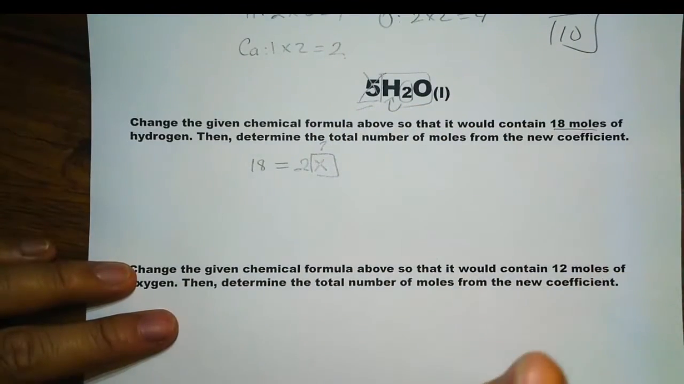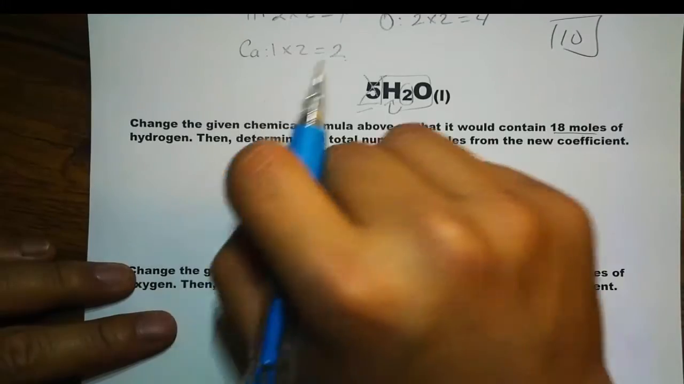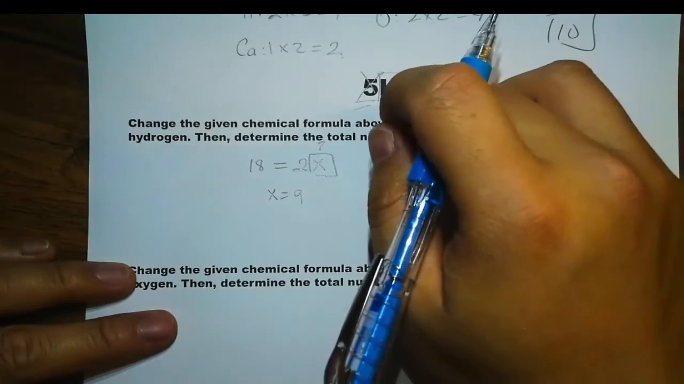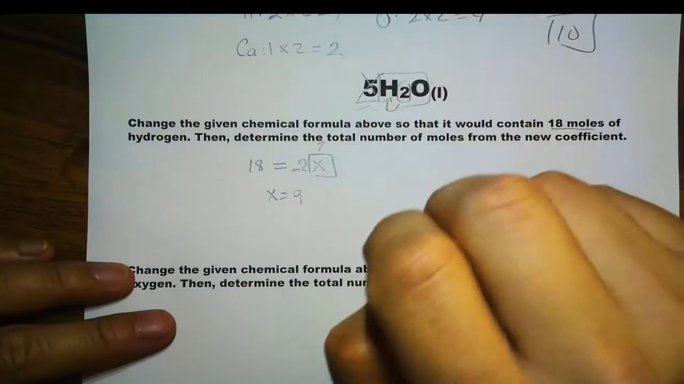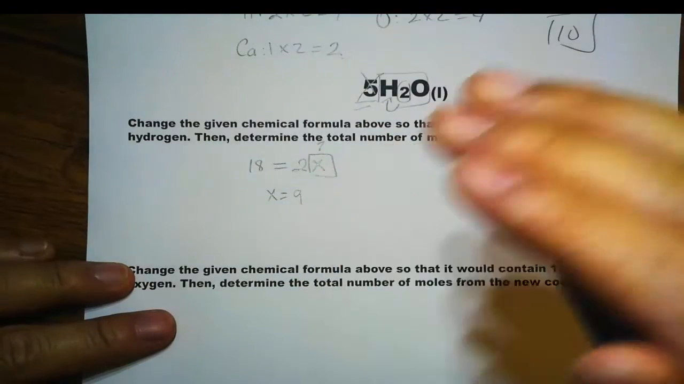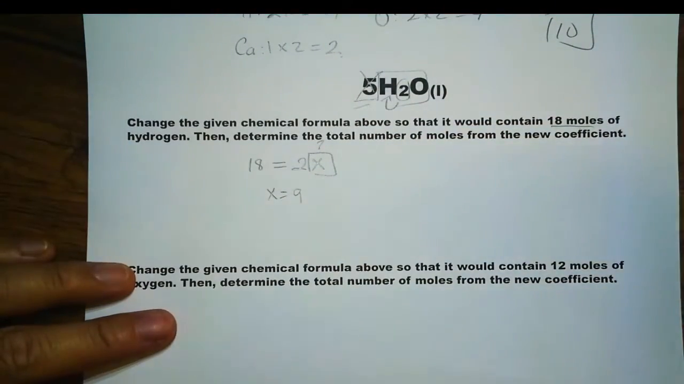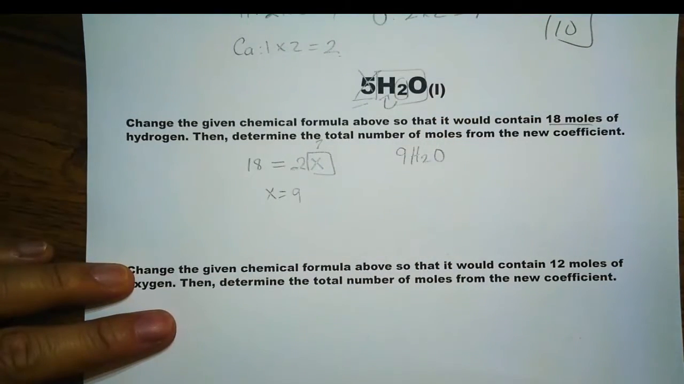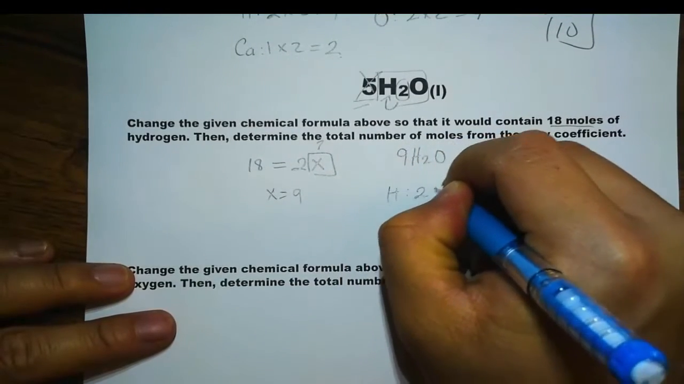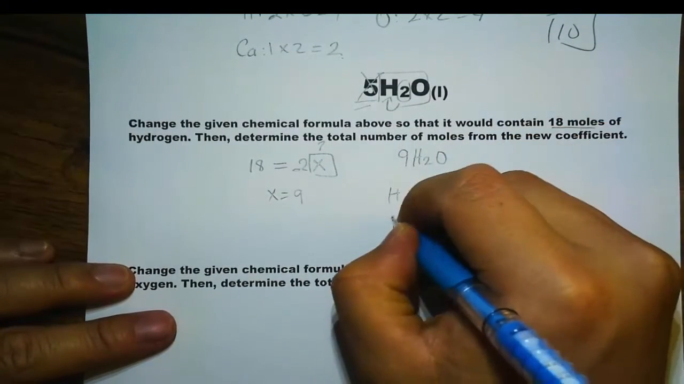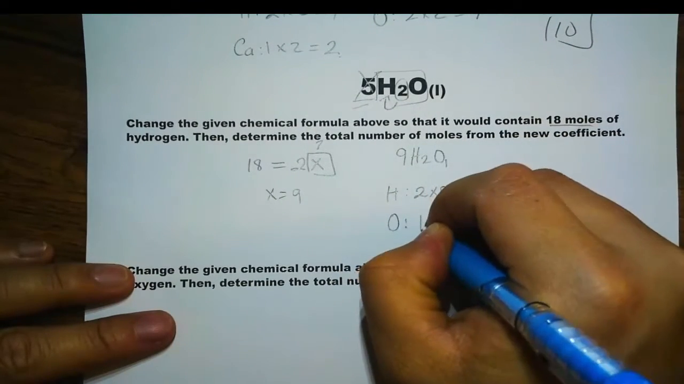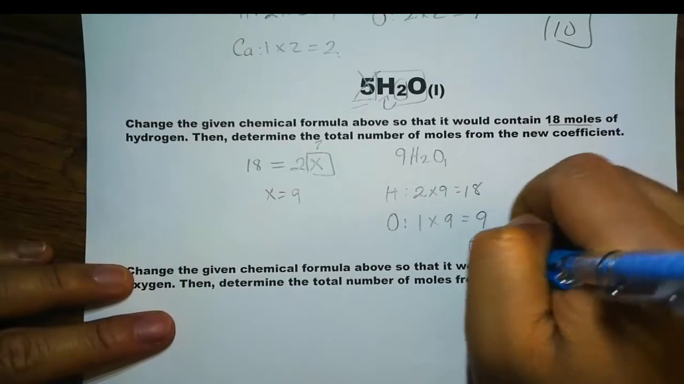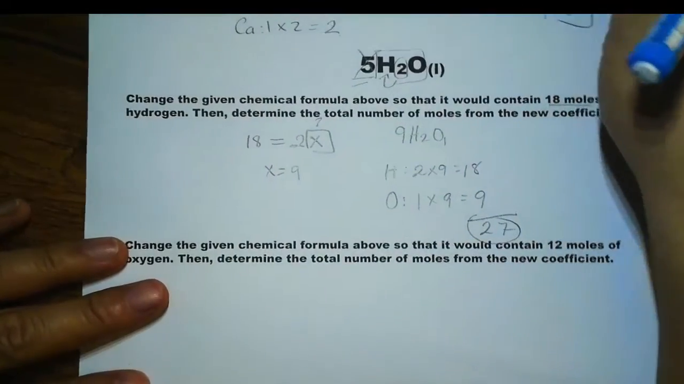You want to think of this in mathematical terms. So 2 times what will give us 18? Of course, x would be 9. And if we think in logical terms, if each water gives me 2, how many water molecules do I need to give myself a total of 18? Of course, 9. So the coefficient would be 9H2O, okay? Now, let's go back to our hydrogen. Of course, 2 times 9 gives us 18, and for oxygen, 1 right there. So 1 times 9 gives us 9. So that gives us a total of what? 27 moles total. Isn't that easy?